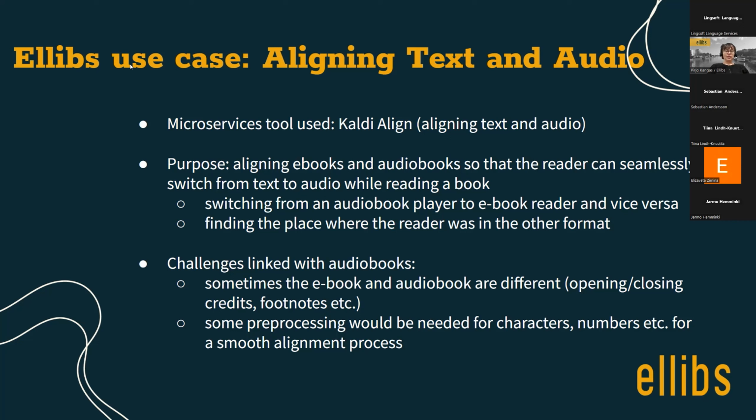And also the text might contain mentions of images. It might say "see image 1" or something, and this might be edited to be a bit different in the audiobook, where you can't see the image. So this of course might be challenging for different kinds of tools. You would need to teach the tool to ignore this kind of thing.